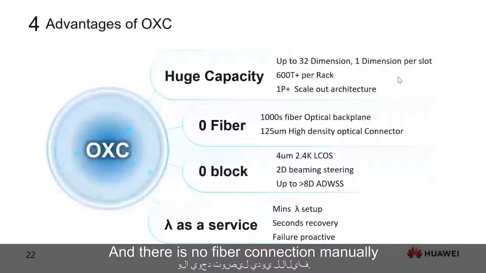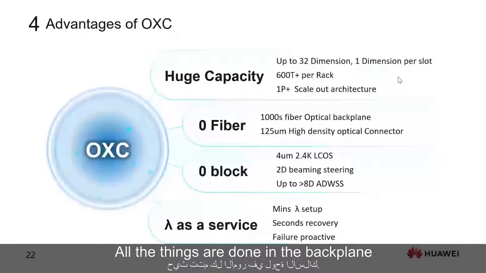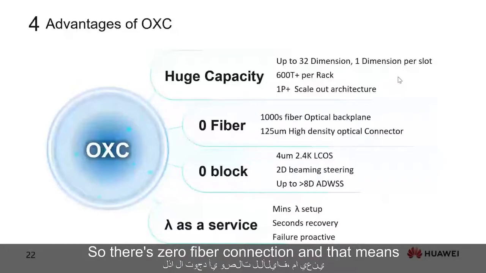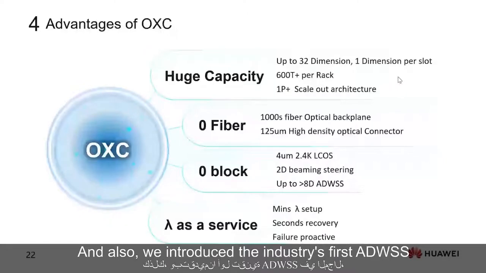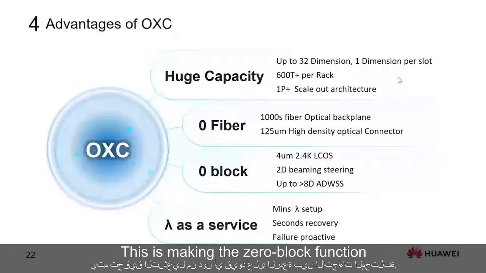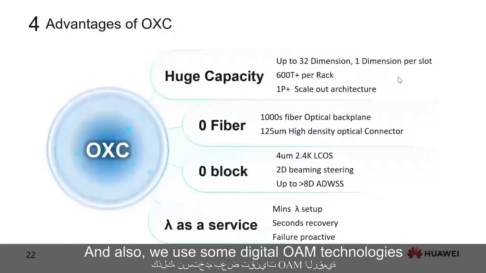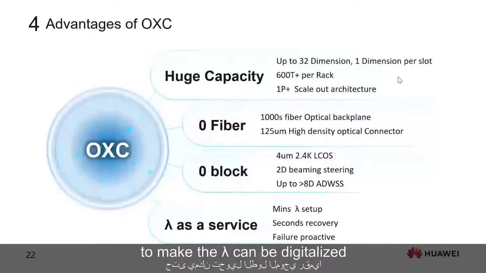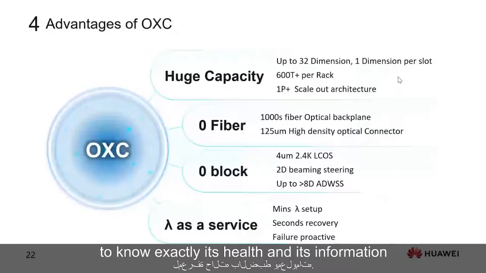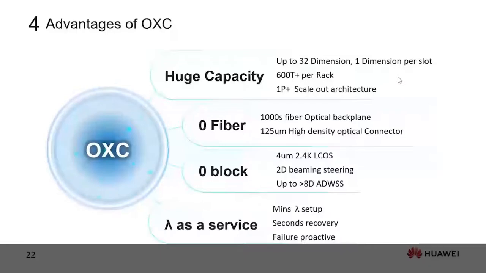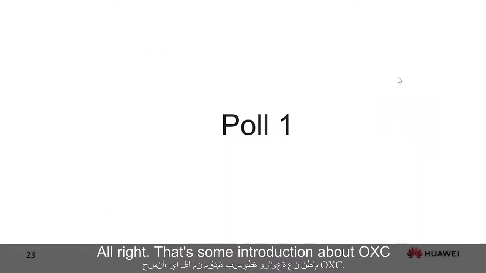And there is no manual fiber connection. All the connections are done in the backplane, so there are zero fiber connections, which means no errors introduced manually. We also introduced the industry-first ADWSS, which gives no insertion loss and a zero blocking function. And we also use digital O&M technology to digitalize the network and provide it as a service, to know exactly its health and information. All right, this is some introduction about the OXC.